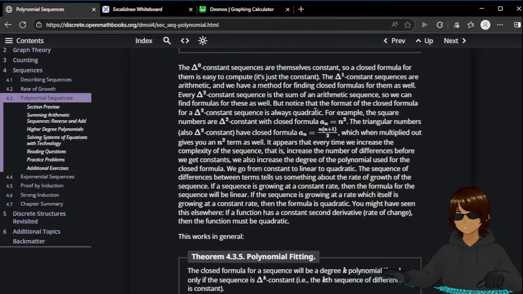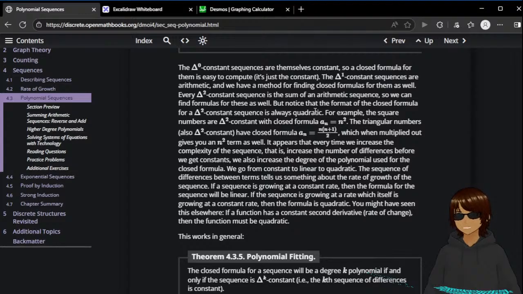For example, the square numbers are delta 2 constant, with closed formula a(n) equals n squared. The triangular numbers have a closed formula a(n) equals n times (n minus 1) over 2, which when multiplied out gives an n squared term as well.